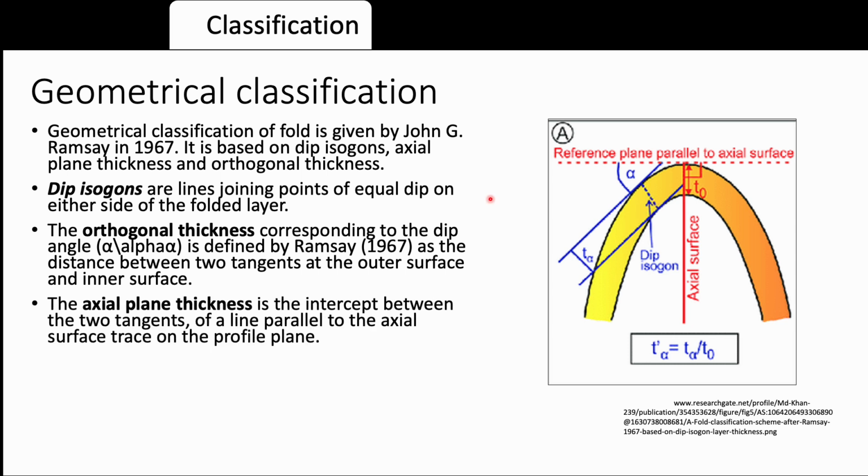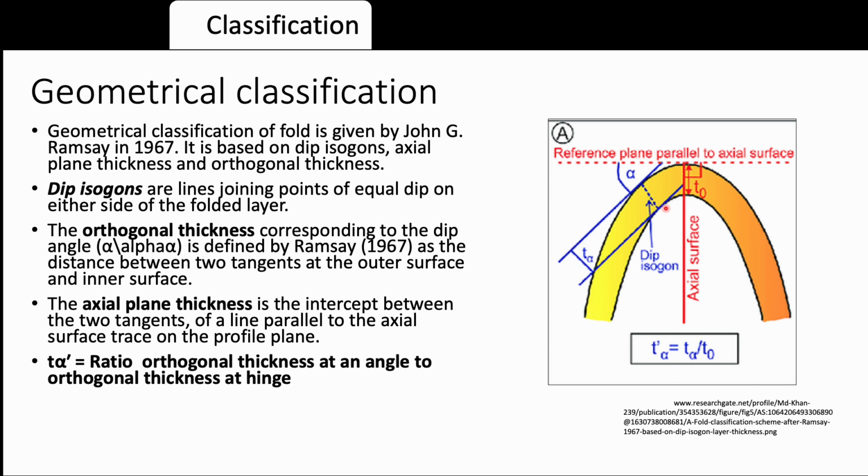Then we have axial plane thickness. It is measured between two tangents of the line parallel to the axial surface trace on the profile plane. This is the axial plane thickness. This is measured at the hinge of the fold. In this classification, we take a ratio between the orthogonal thickness at the angle alpha and the orthogonal thickness at the hinge. We take a ratio of T alpha upon T naught, as shown in the figure.